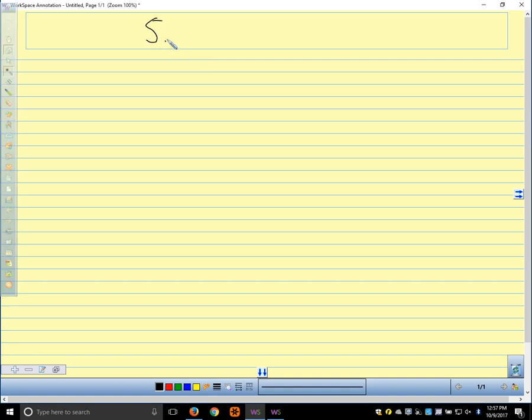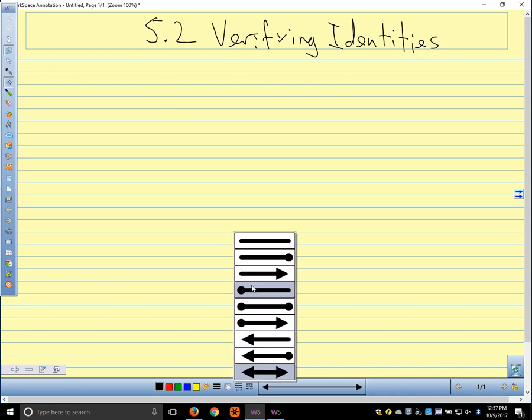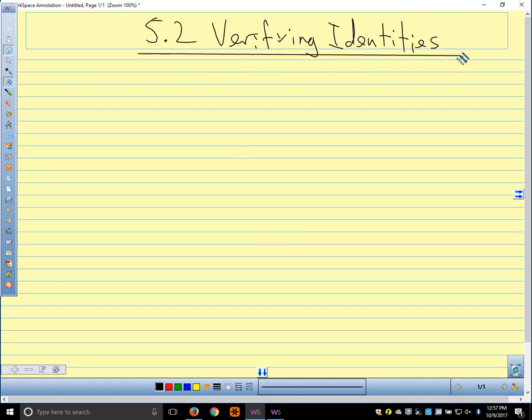All right, so section 5.2. The difference between what we're doing today and what we did on Friday, what we just did on the board for these homework problems, is when we're verifying identities, we have a target. We have somewhere that we want to get. So we're using all the same tools, all the same techniques. The only difference is we know where we're going.